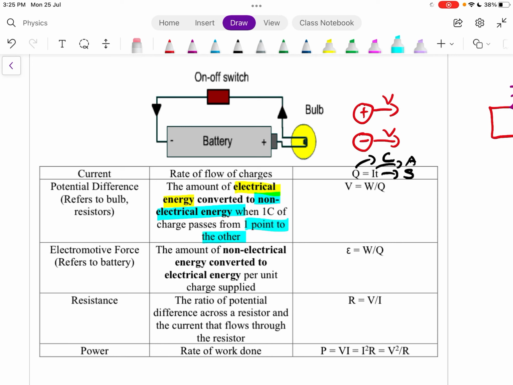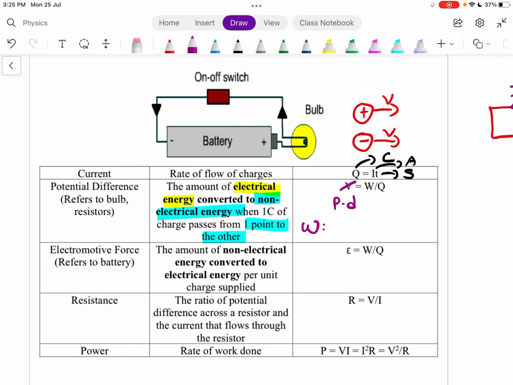Of course, there's another formula that we learn in COE. Potential difference, V, is equal to W divided by Q. So what is the W here? W is the work done. Work done is the energy change. Every time we are required to find work done, we always ask, what is the energy change? In this particular case, it is from electrical energy to non-electrical energy.